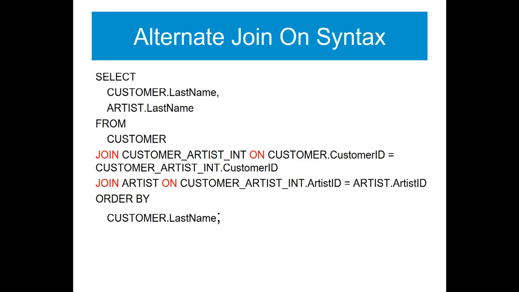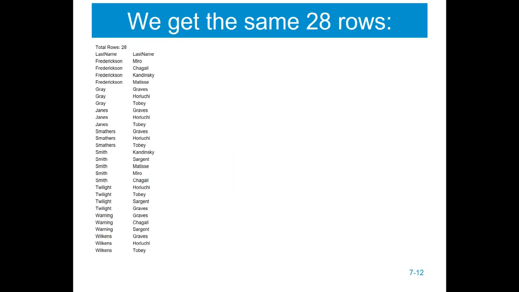And what does this do? This does exactly what our earlier one did. This is exactly equivalent. I get the same 28 rows. I still don't have anything for Johnson or for Wu. We're getting there.